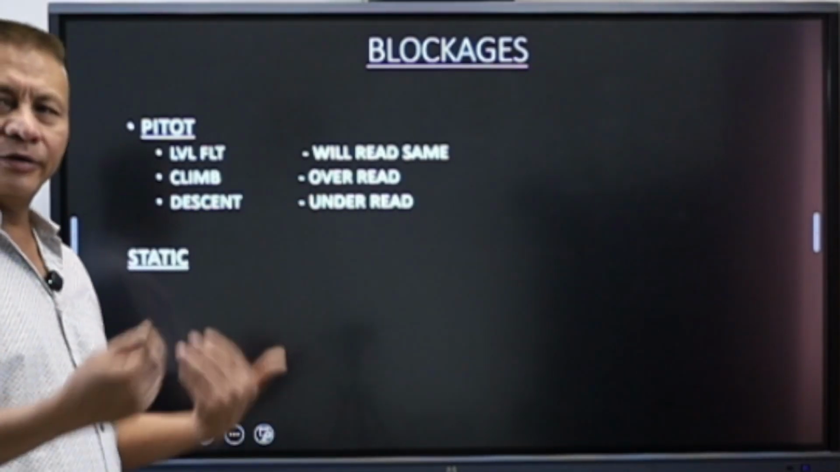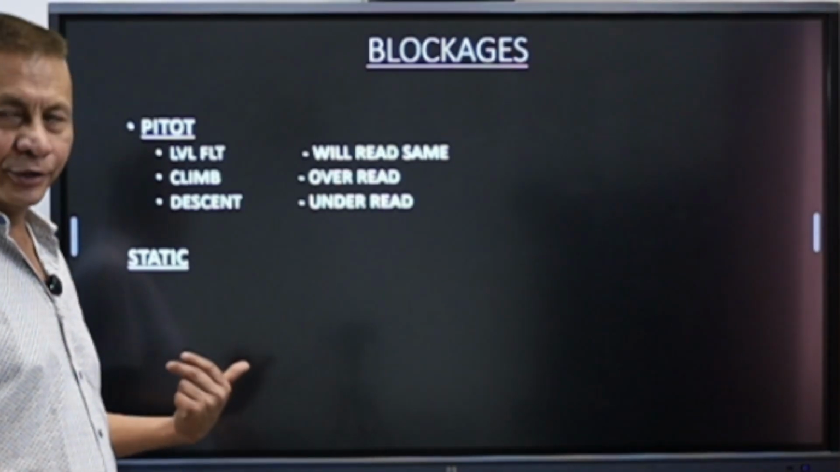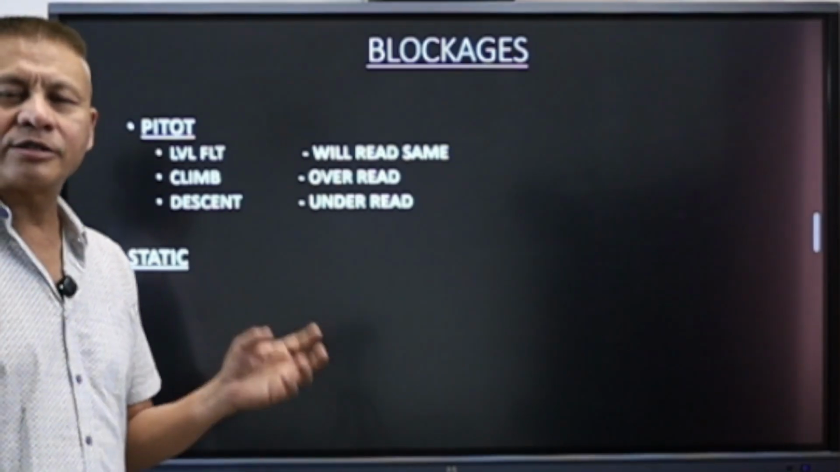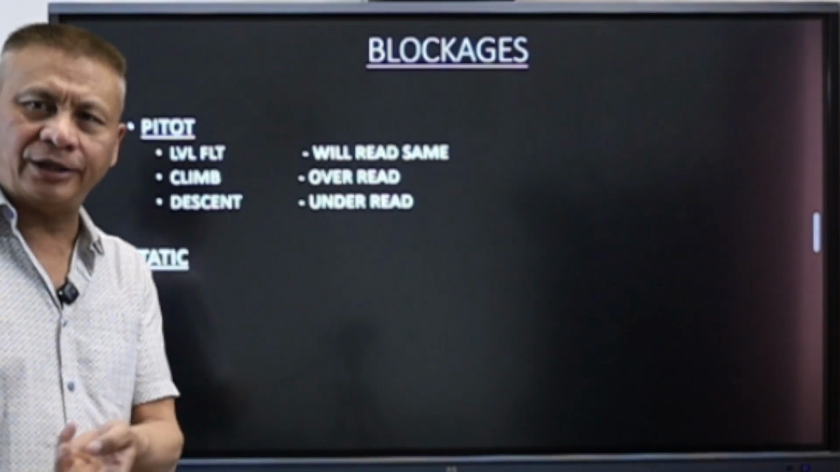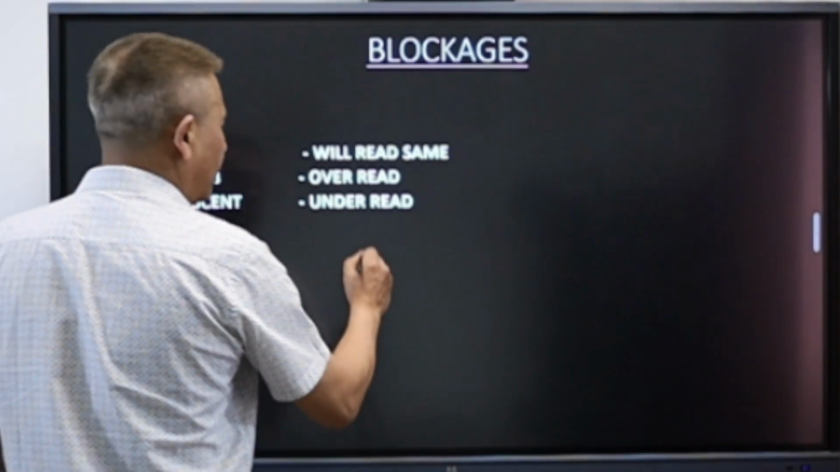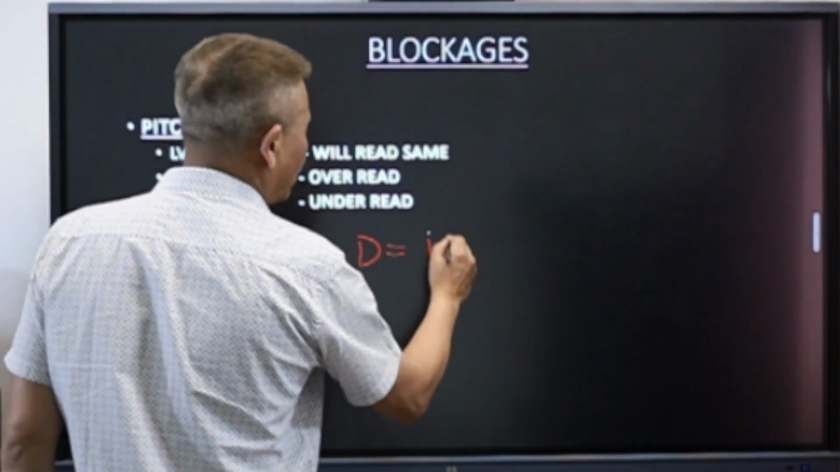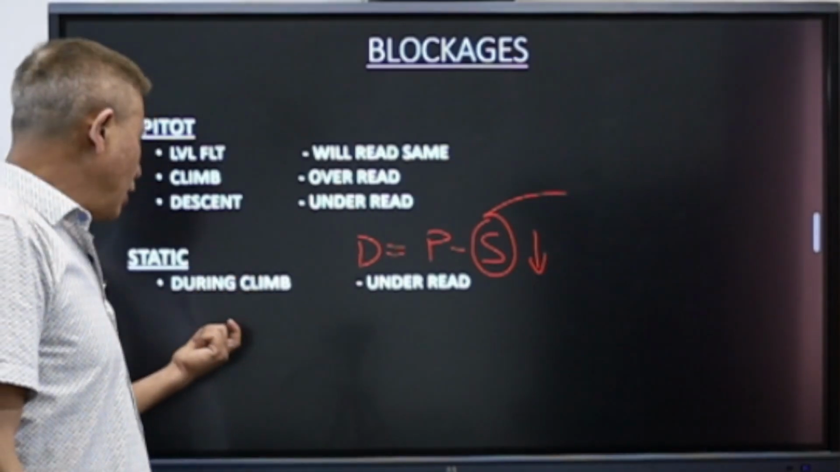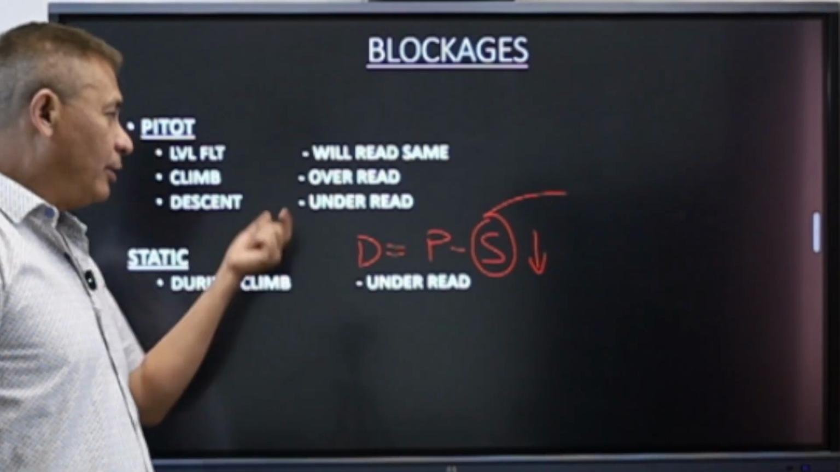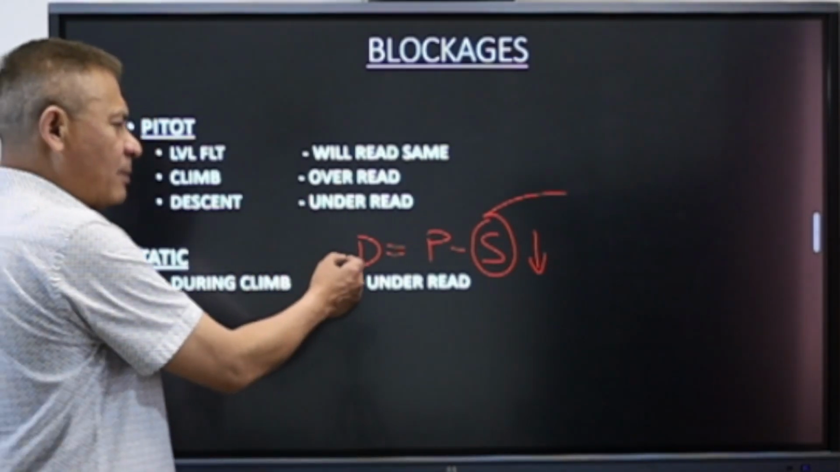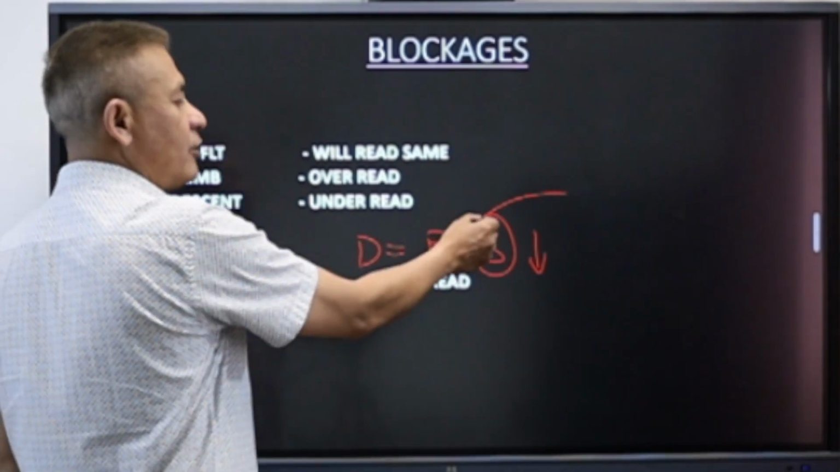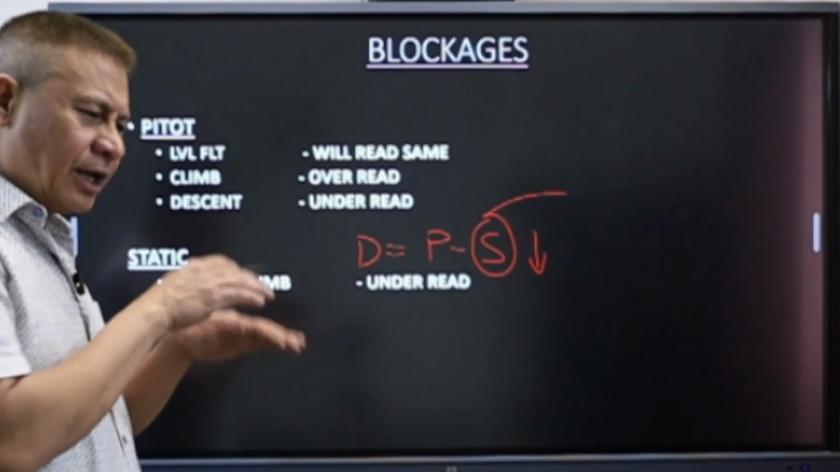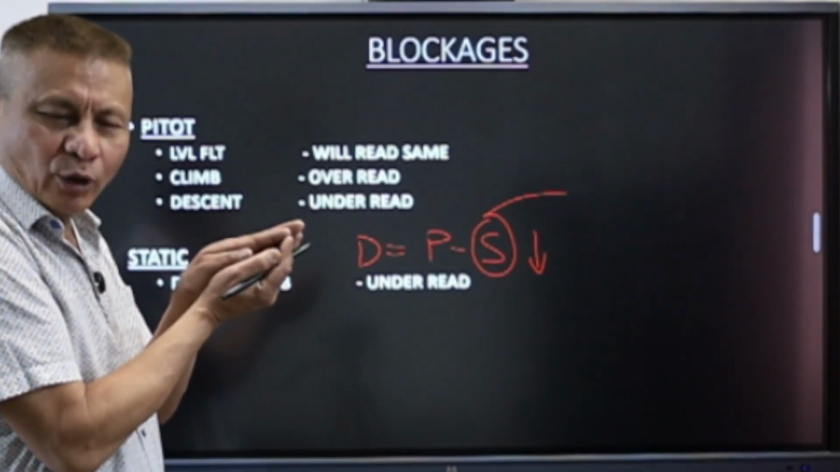So let us assume that now the static is blocked. If the static is blocked, it is going to subtract a constant amount of static from that formula once again. Dynamic pressure is equal to Pitot minus the static. Okay, now if the static is blocked during the climb, from the same formula, dynamic pressure is equal to Pitot minus the static pressure. The static pressure which is there inside the aircraft was trapped now because it is blocked.